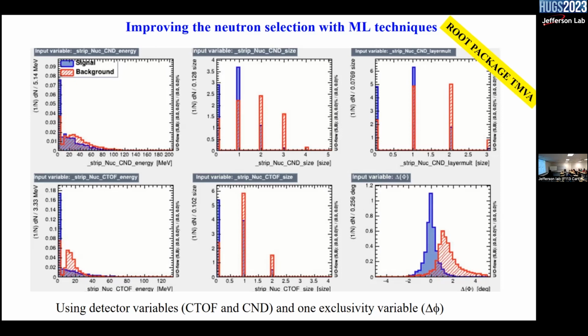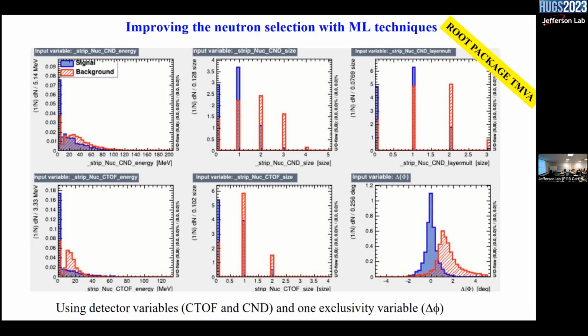We looked at different quantities, like the energy deposit in the central detector, or the time of flight, how many strips were touched, and other things. And we also included the delta phi that I showed you before, because it's a good variable to discriminate. As you see, red is background and signal is blue. It's not always clear how you could put a cut by hand to separate well on each variable.